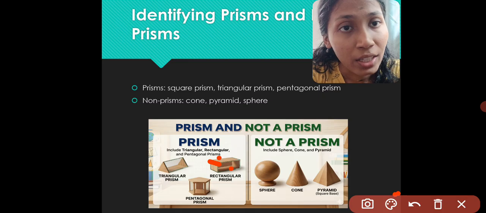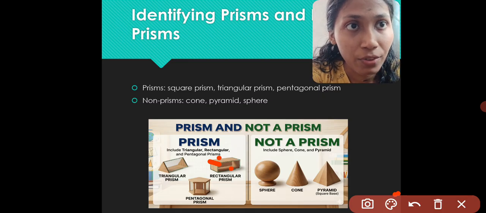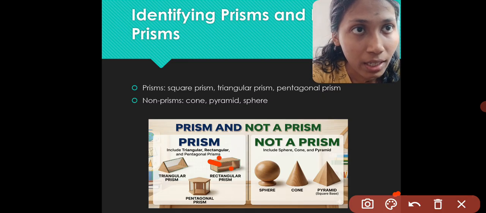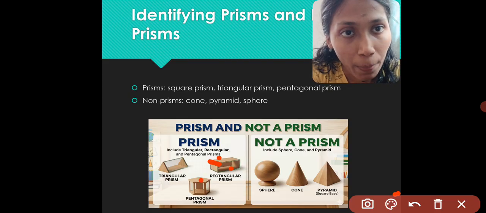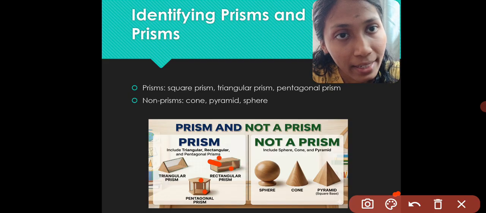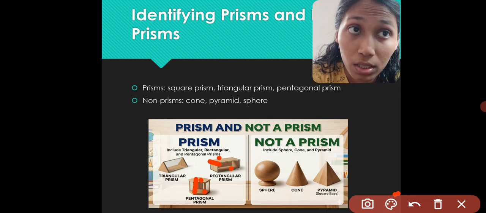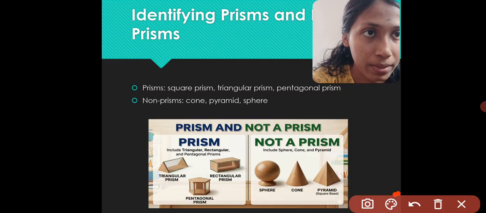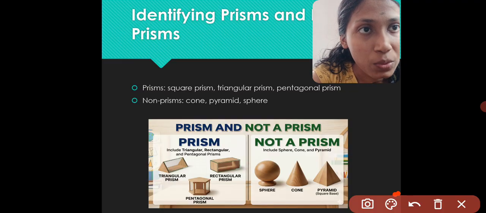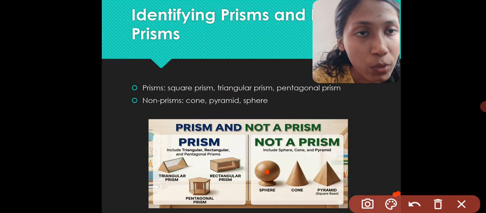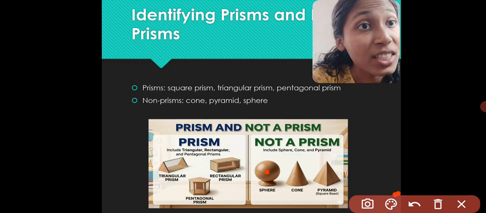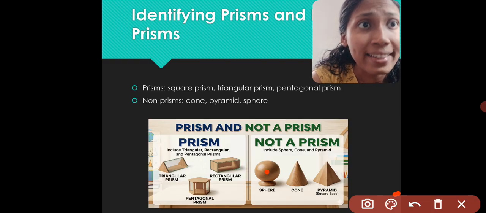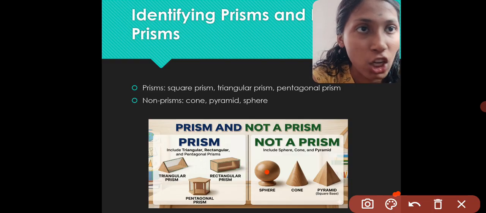Now look at this. The top shape is a pentagon, a five-sided closed figure, right? There is a pentagon at the top and a pentagon at the bottom, and they are connected with straight edges, so this is a prism. As you can see, these three are prisms. Now look at this. The first one is like a ball. It has no flat edges, and it is not a prism.